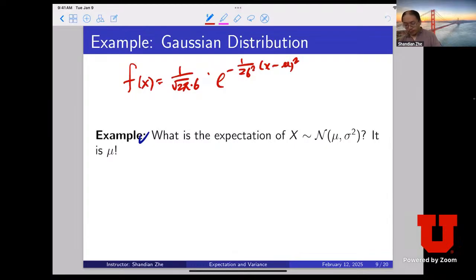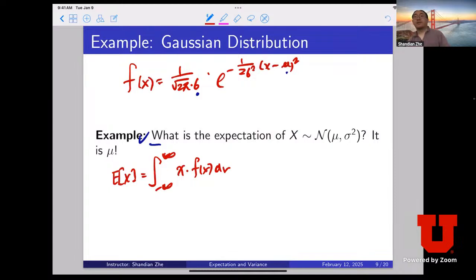So you see that the PDF itself is determined by two quantities. One is mu, one is sigma square, right? And the natural question comes: what's the expectation of this distribution? According to the definition, you have to do the integration, right? Integration of x multiplying with f(x) with dx, right?